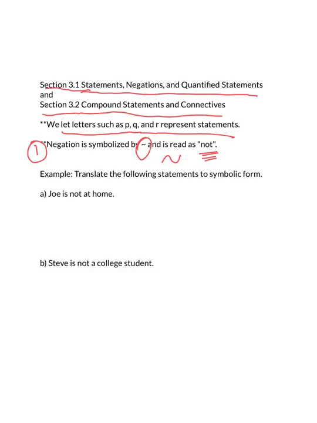So first example is going to practice using this symbol, and it says to translate the following statements to symbolic form. In other words, here's the English language, transfer it to math symbols. First sentence is Joe is not at home. First step is going to be to assign letters. Traditionally, we start with P, just like traditionally, we start with X in algebra. In logic, we start with P and go down the alphabet from there.